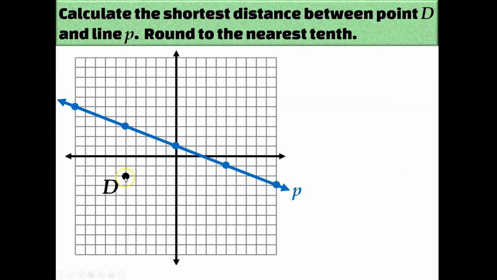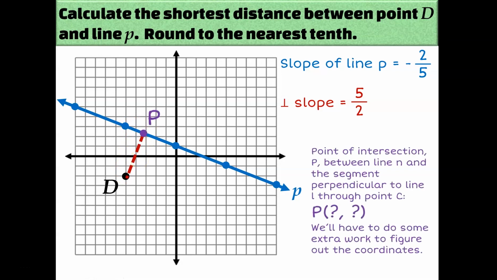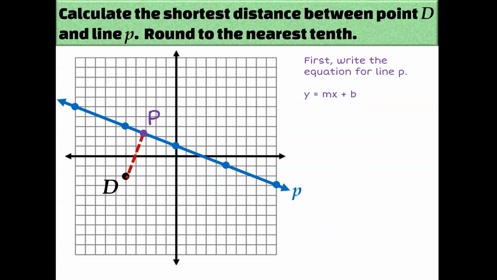Our goal is to calculate the shortest distance from point D, which is negative 5, negative 2, to line P. Line P has a slope of negative 2/5 because I go down 2 and right 5. So that means that to get from D to P, I would need to use the opposite reciprocal slope, which would be 5/2. So I'm going to count up 1, 2, 3, 4, 5, and to the right 2. But that's kind of unclear exactly where that line crosses. It's somewhere around here, point P. But the problem is we don't know exactly where P is.